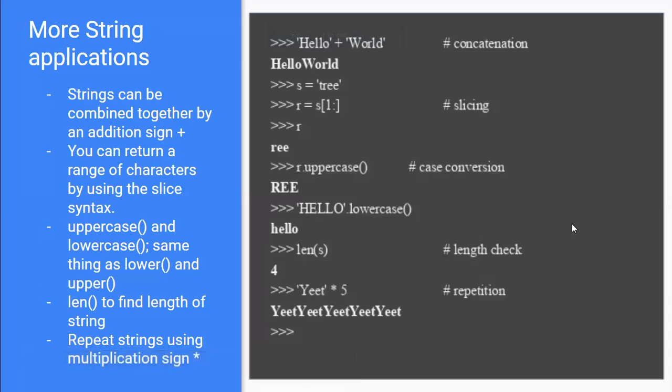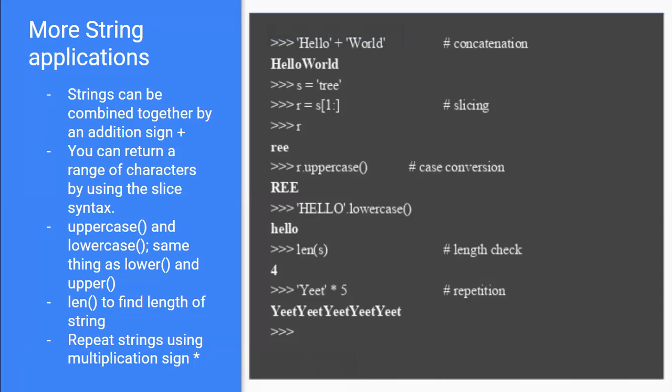All right, here are some more string applications that you are able to do with strings. I will go more in depth with these separate applications in future videos, but I just want to give you an overview of what you can do with strings in Python. You're able to combine strings together with the addition sign, like the string hello plus the string world, combined with the addition sign will give you hello world.